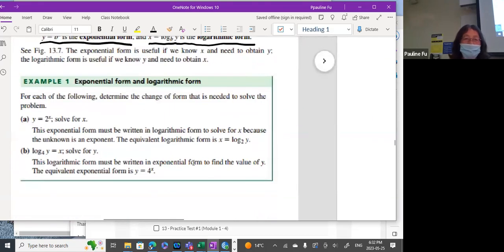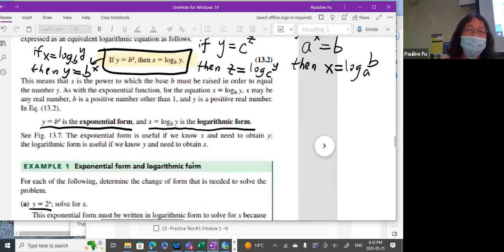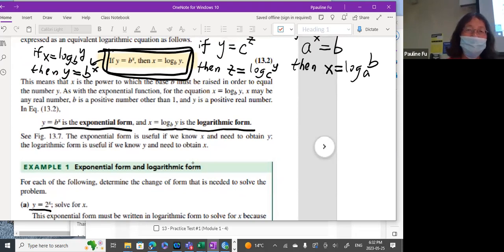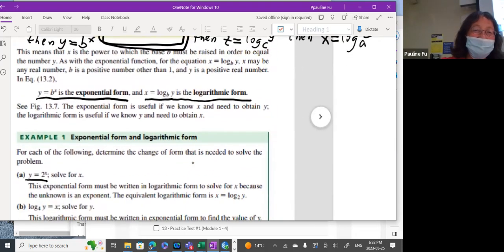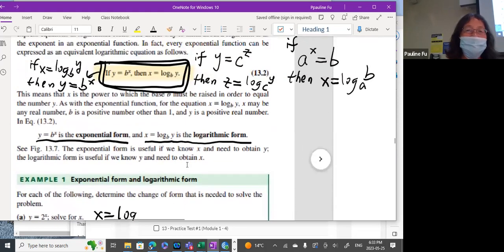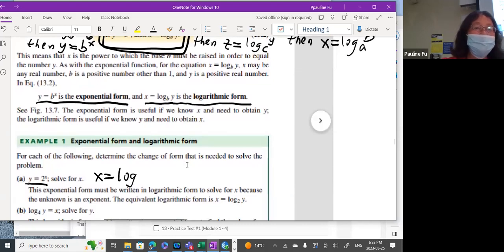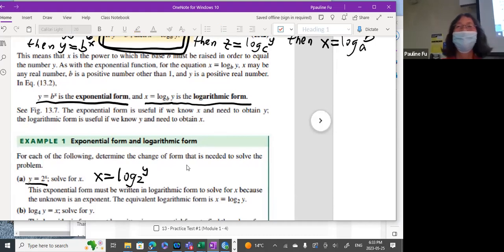Okay, so let's look at example one. For each of the following, determine the change of form that is needed to solve the problem. If you have y equal to 2 raised to power x, solve for x. Based on this box, which is very important, x equal to, somebody want to try? It would be the log of 2 and then y. Sorry, y. Questions?